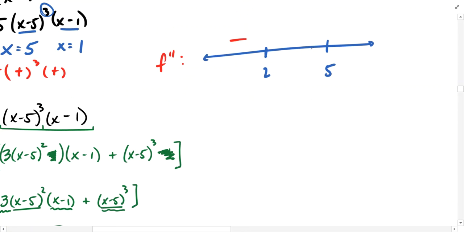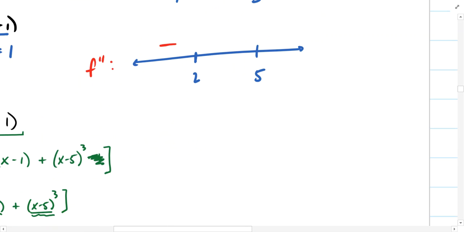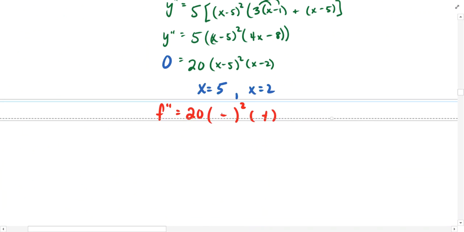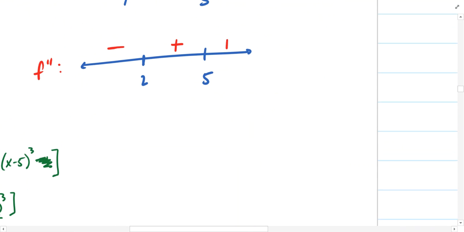If I pick a number between 2 and 5, let's say 3, well, 3 minus 5 still produces a negative result, but 3 minus 2 produces a positive result. So now we've got positive 20 times a positive number times another positive number. That implies that our second derivative is positive here. And then lastly, if I pick a number bigger than 5, let's say 6, well, now we're dealing with a positive number squared, another positive number. And the product of those three positive numbers is also positive.